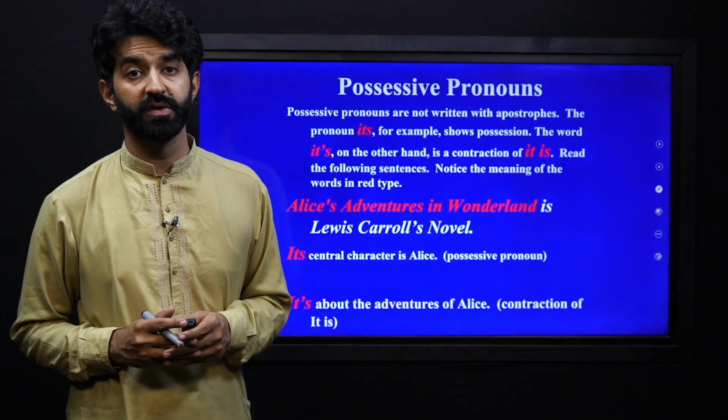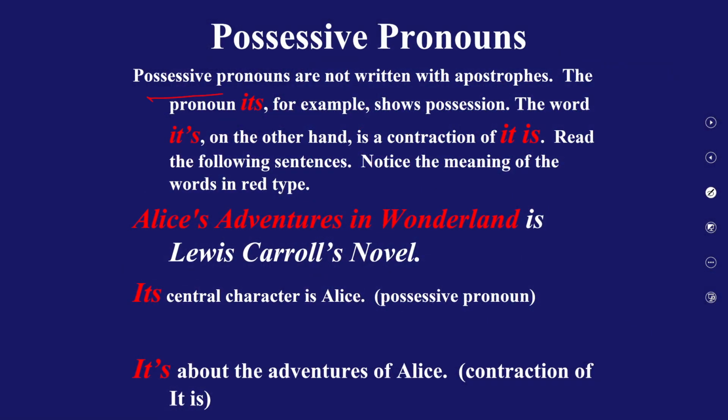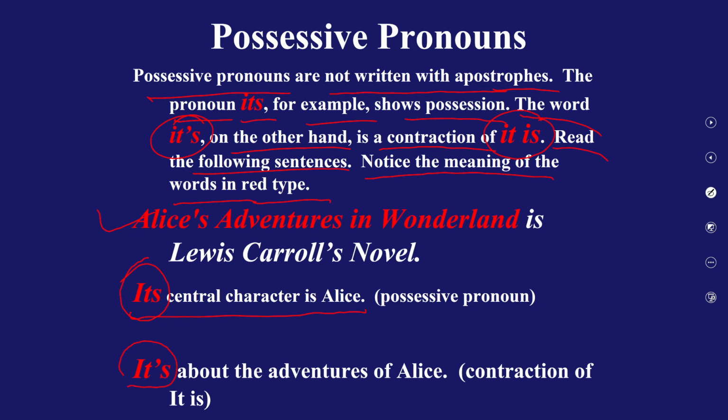So now we have an interesting classroom activity for you. Possessive pronouns are not written with apostrophes. The pronoun its, for example, shows possession. The word it's, on the other hand, is a contraction of it is. Read the following sentences. Notice the meaning of the word in red type. Alice's Adventures in Wonderland is Lewis Carroll's novel. Its central character is Alice. So its here is showing possession, and it's here is showing the contraction.